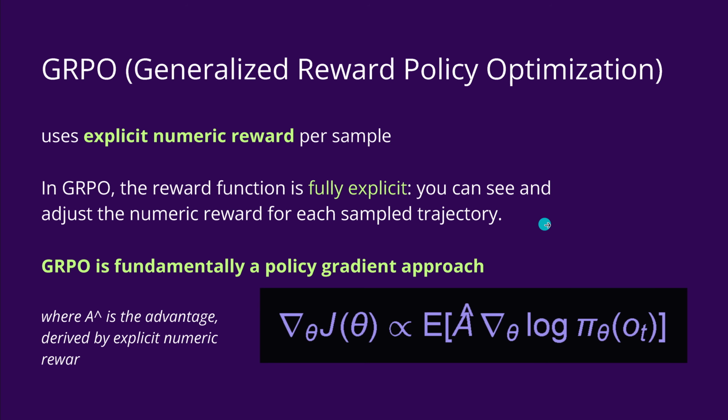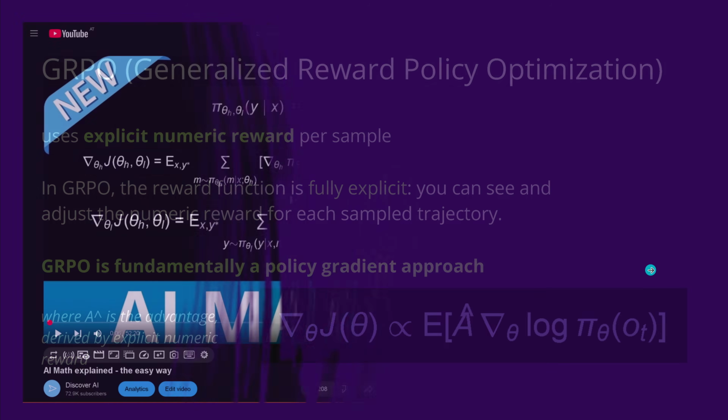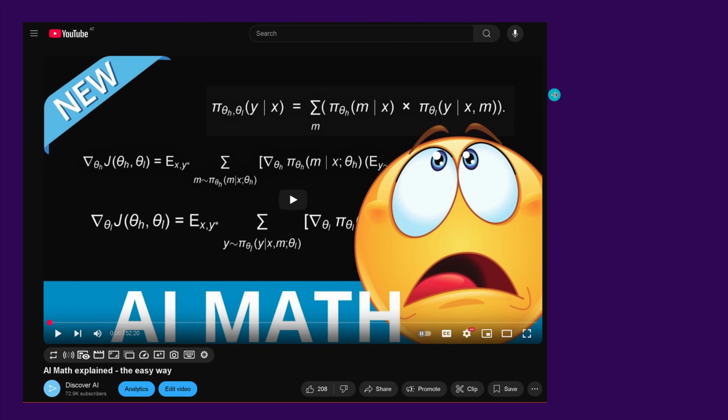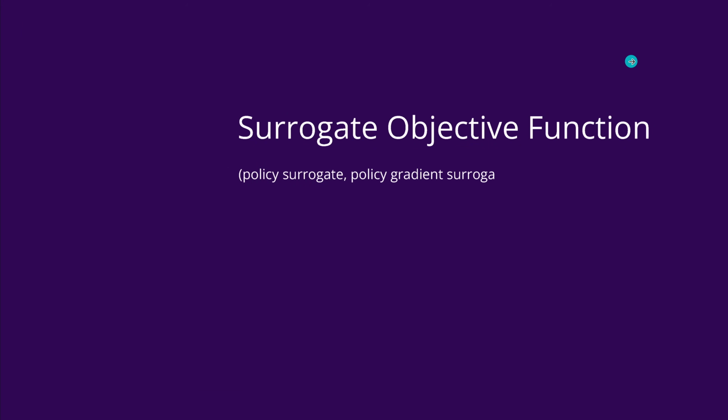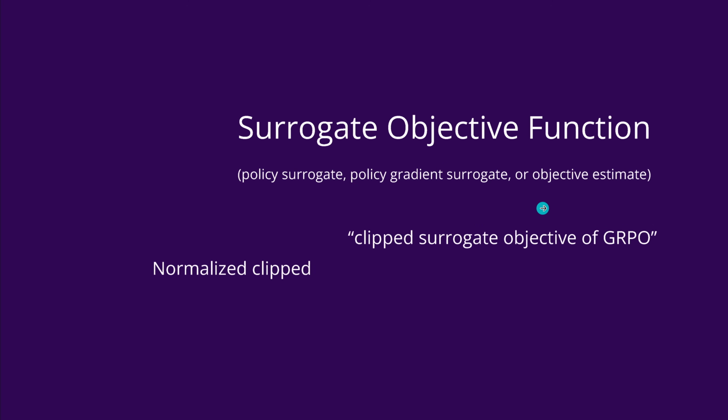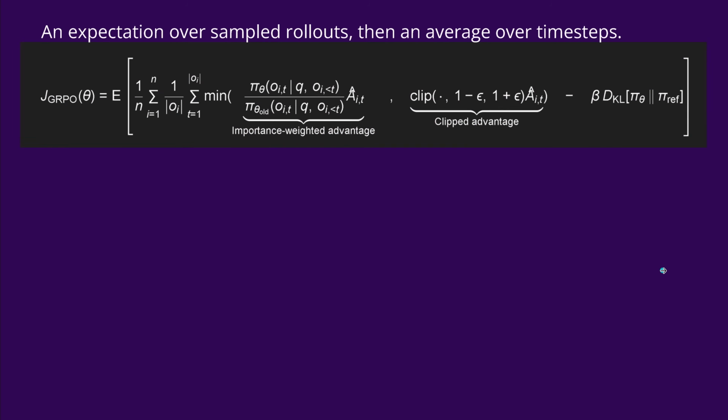It's actually a fundamental gradient policy approach, and here you have the simple formula. Great. If you're not really into mathematics, I have a special video, 52 minutes, my goodness, where I explain AI mathematics in the easiest way you can imagine, and then you just laugh at those formulations. Now let's have a look here. We're going to work now with the surrogate objective function. And you say, hey, wait, I have another name. Yes, it's known as policy surrogate, policy gradient surrogate, objective estimate functions, or some say clipped surrogate objective function of GRPO, which is of course incorrect, because if you want to be correct, you say a normalized clipped surrogate objective function of GRPO with a Kullback-Leibler regularization, but you know this.